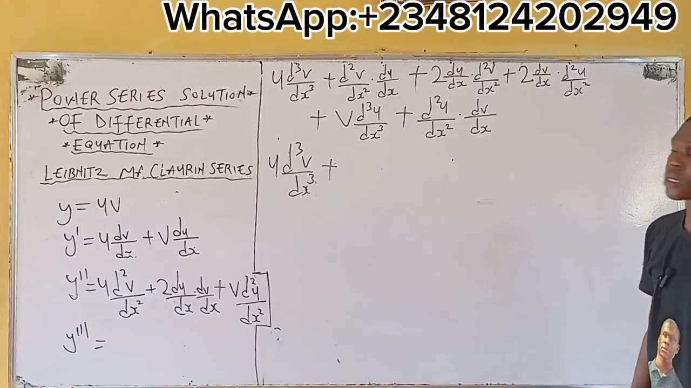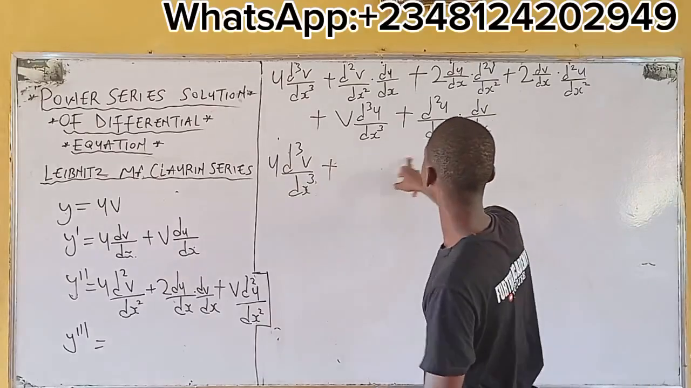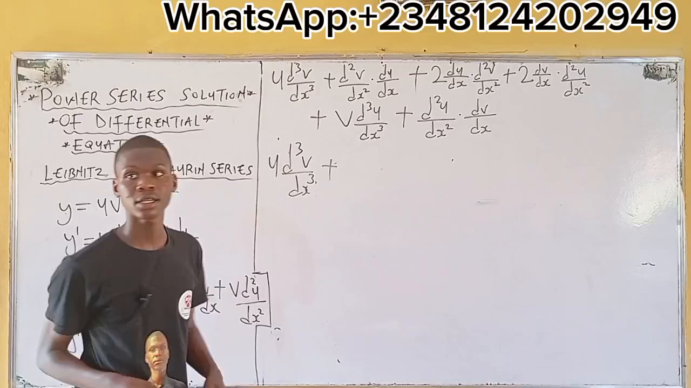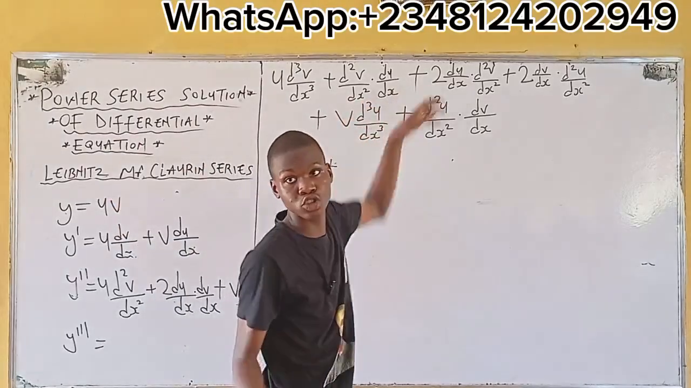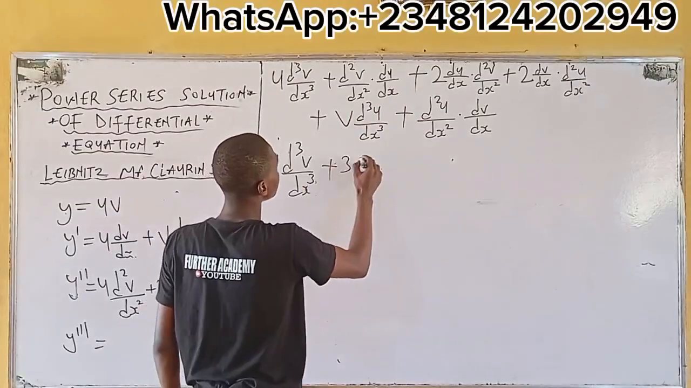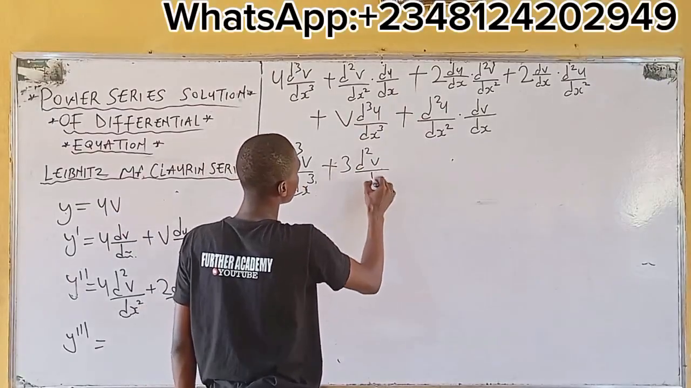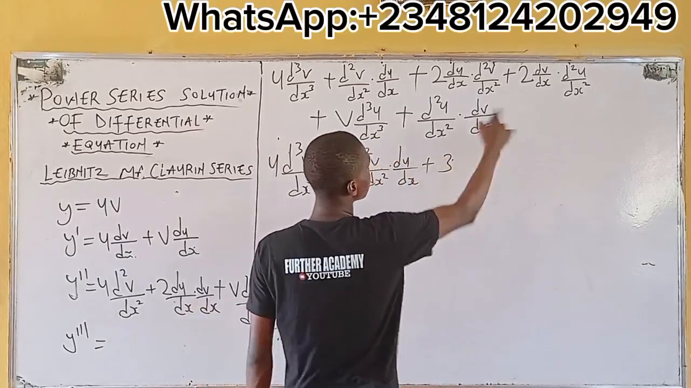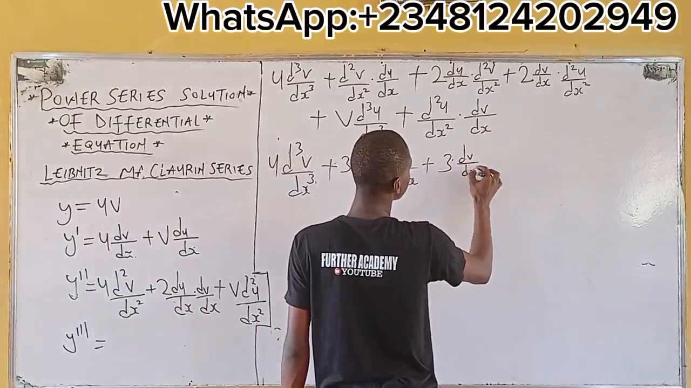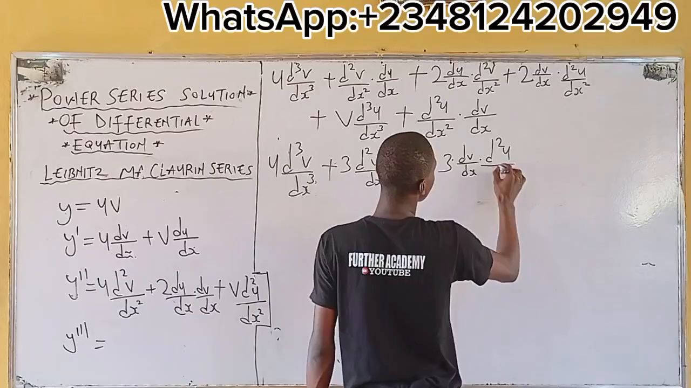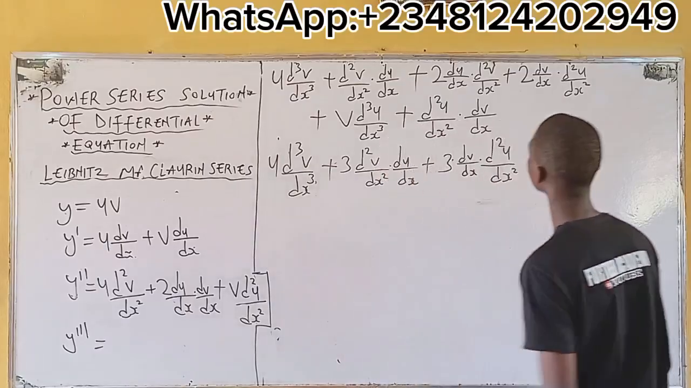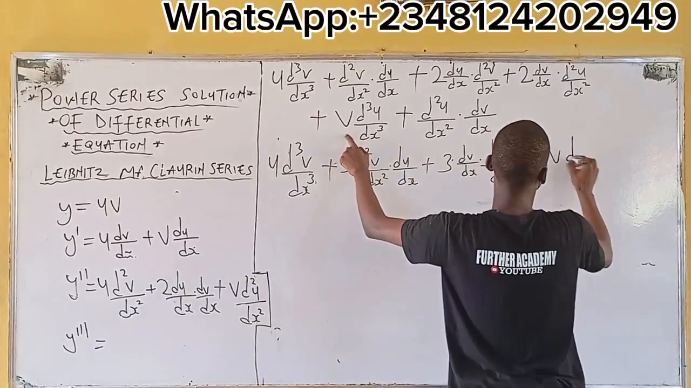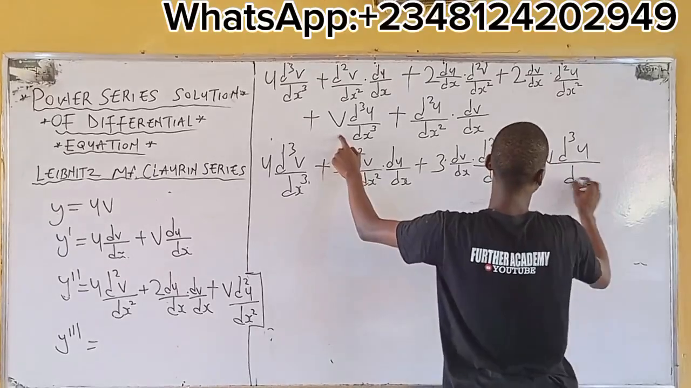What do you say? Okay, plus this one, right? Let's treat this one last. So let's take this. This and this can sum up. So what do I have? I have 3 d square v all divided by dx square plus 3 dv over dx multiplying d square u over dx square, right? Plus what else? Then plus this, right? Plus v d cube u over dx cube.